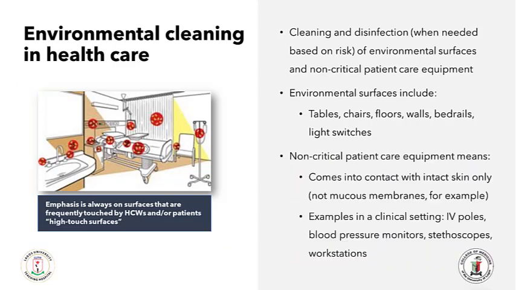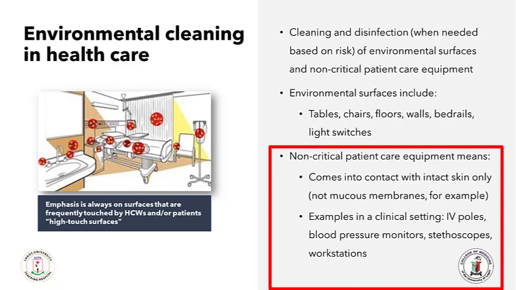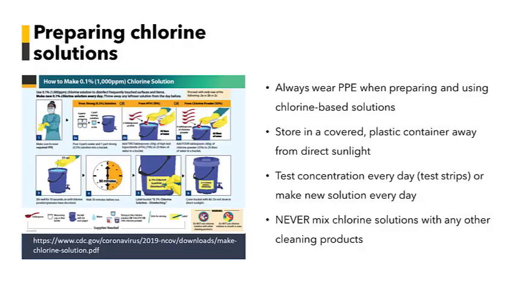Now, you also need to clean what we call the non-critical care patient equipment, which is equipment that comes in contact with intact skin only, such as the bedpan. They do not come in contact with mucous membranes. So the bedpan, the IV pole, and the blood pressure monitors are non-critical and can be cleaned with 0.1% bleach, except when they're contaminated with blood, and then they have to be cleaned with stronger solutions.